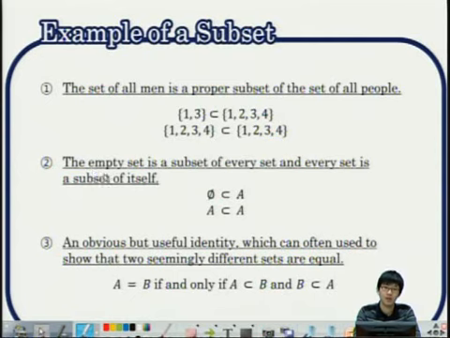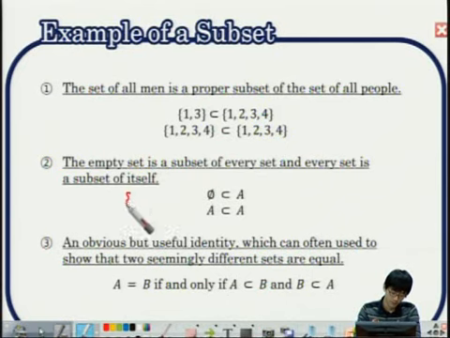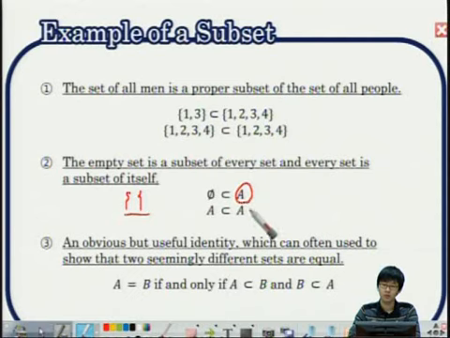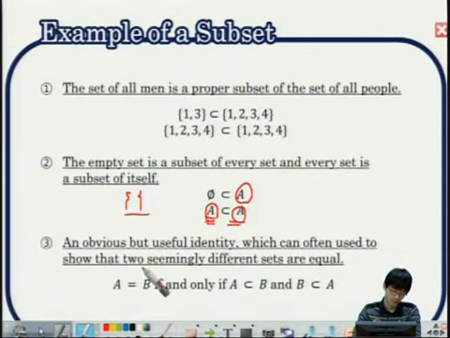In the second one, an empty set is a subset of every set, and every set is a subset of itself. So this is the notation of the empty set, which means there is nothing inside. We say it like this also, nothing inside the brace. And this is also a subset of A, and A itself is a subset of A, because every member of A is a member of A. This is just kidding. Yeah, it is easy.